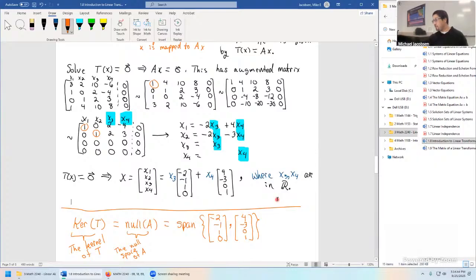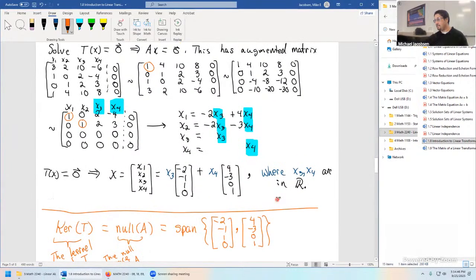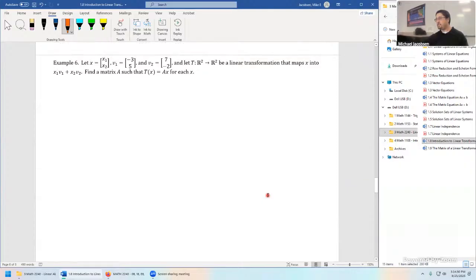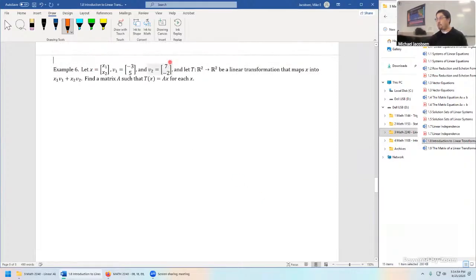Okay, let's take a look into what else we're getting into on this. Next problem is just another one dealing with the linearity property of a transformation. We have x is x1, x2, v1 is -3, 5, v2 is 7, -2. T maps R2 to R2, so this is another linear operator. The codomain and domain is the same.